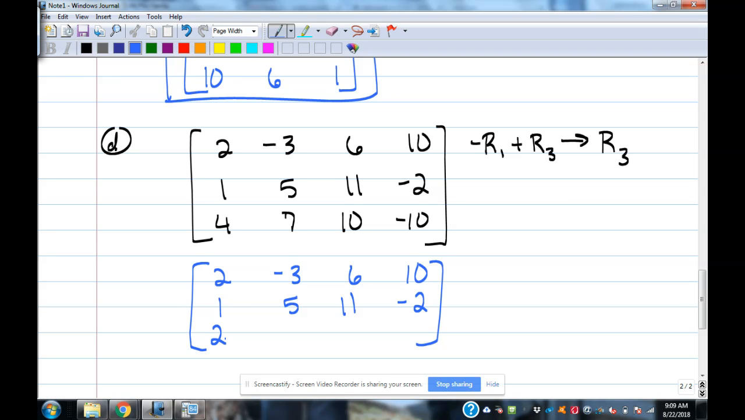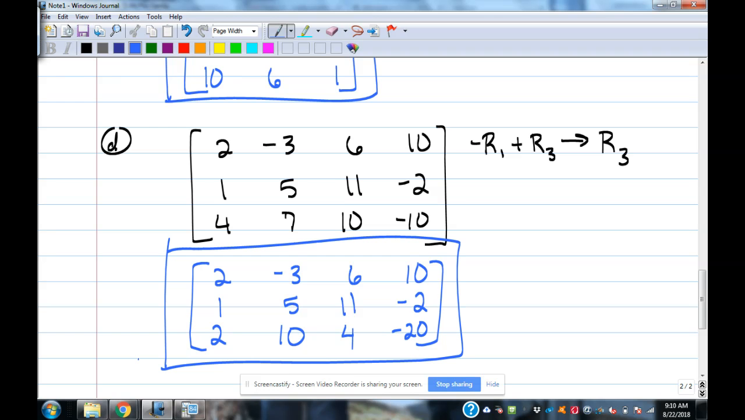Negative row 1, the -3 becomes +7. Coach Coughlin's favorite number. Negative row 1 plus 10. Negative 4, positive 4. I heard both. Positive 4. Okay. Negative row 1. Negative 10. Negative 10 is negative 20. There is our solution matrix. That's the answer. Row operations.